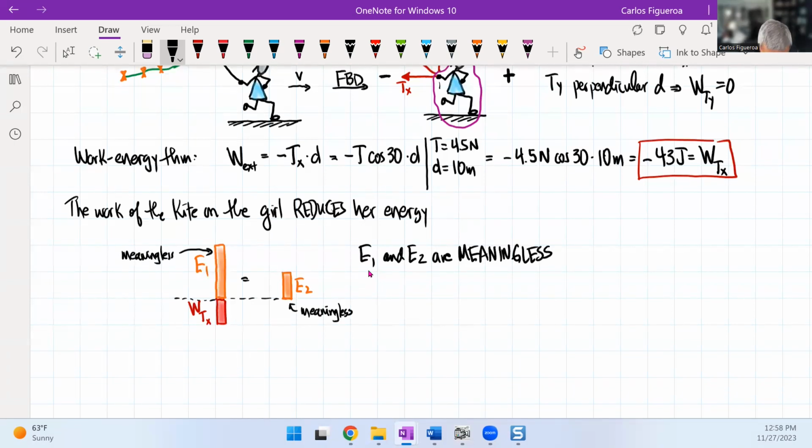So what is meaningful? It's this reduction in energy. And it's this reduction, which we call delta E, that is equal to negative 43 joules. So then we say that quantity is meaningful. That's what makes energy abstract. It's an abstract concept. It really, really is.